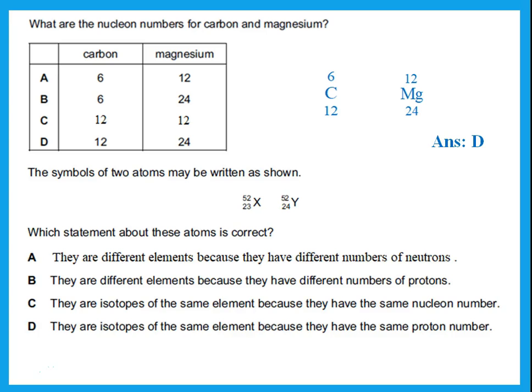Okay. The symbols of 2 atoms may be written as this. Which statement about these 2 atoms is correct? Let's take them one by one and determine which one is correct. Are they different elements or are they isotopes? That's my first choice. Now, if the small number is different, we said the small number is the atomic number of protons. If they are different elements, they will have different number of protons. So, since they have different small numbers, these are different elements. They're not isotopes of the same element, they're different elements. So my answer is A or B.